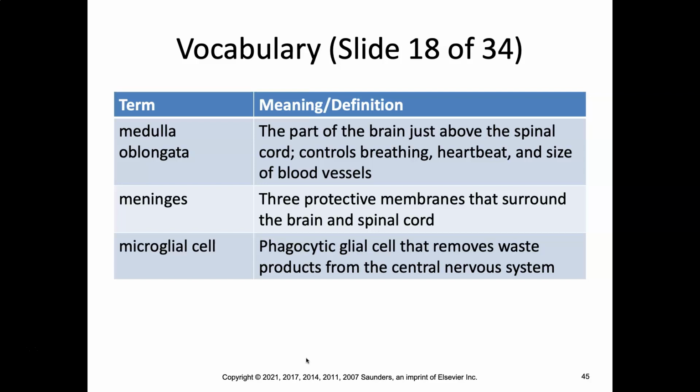You've probably heard of the meninges. I just mentioned meningitis a few slides ago. Meningitis means inflammation of the meninges, and those are the protective membranes that surround the brain and spinal cord. Typically, if you have meningitis and inflammation of the meninges, there's something infectious going on there, and usually, more often than not, it's bacterial rather than viral, although it can be viral. So don't rule that out.